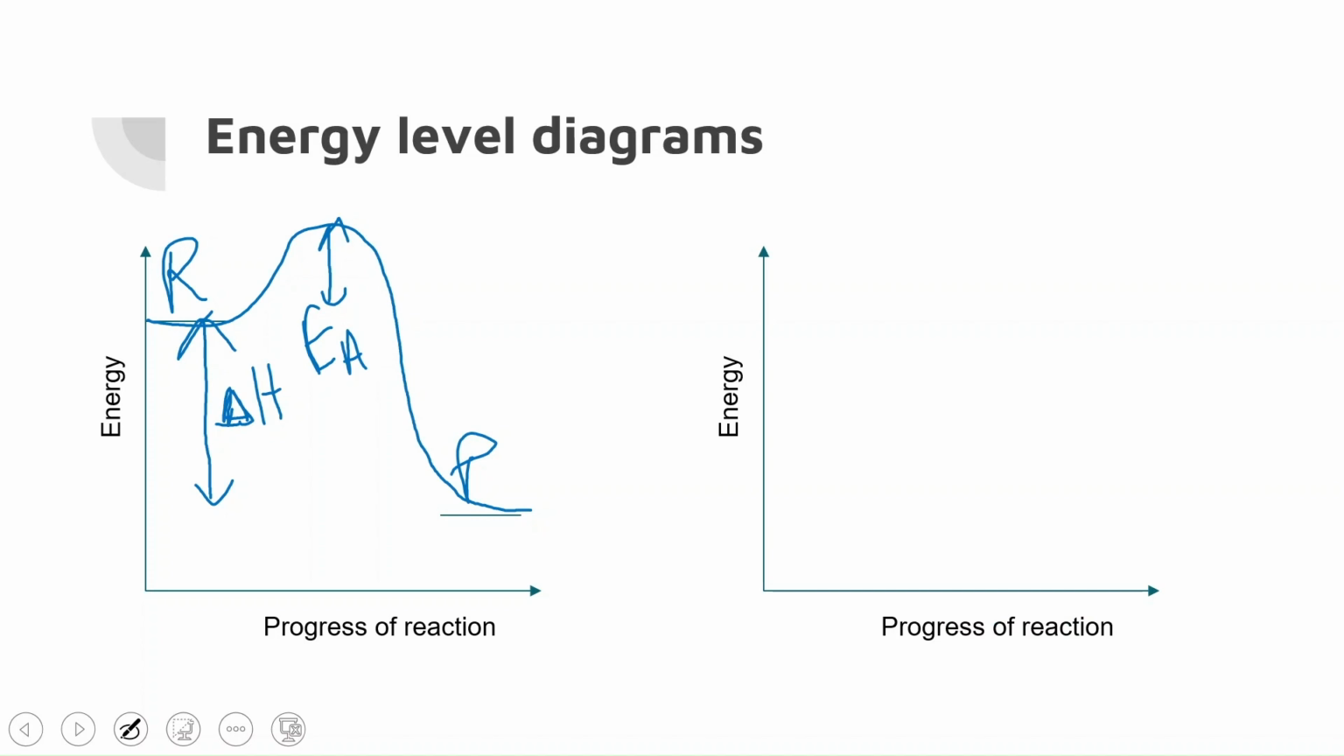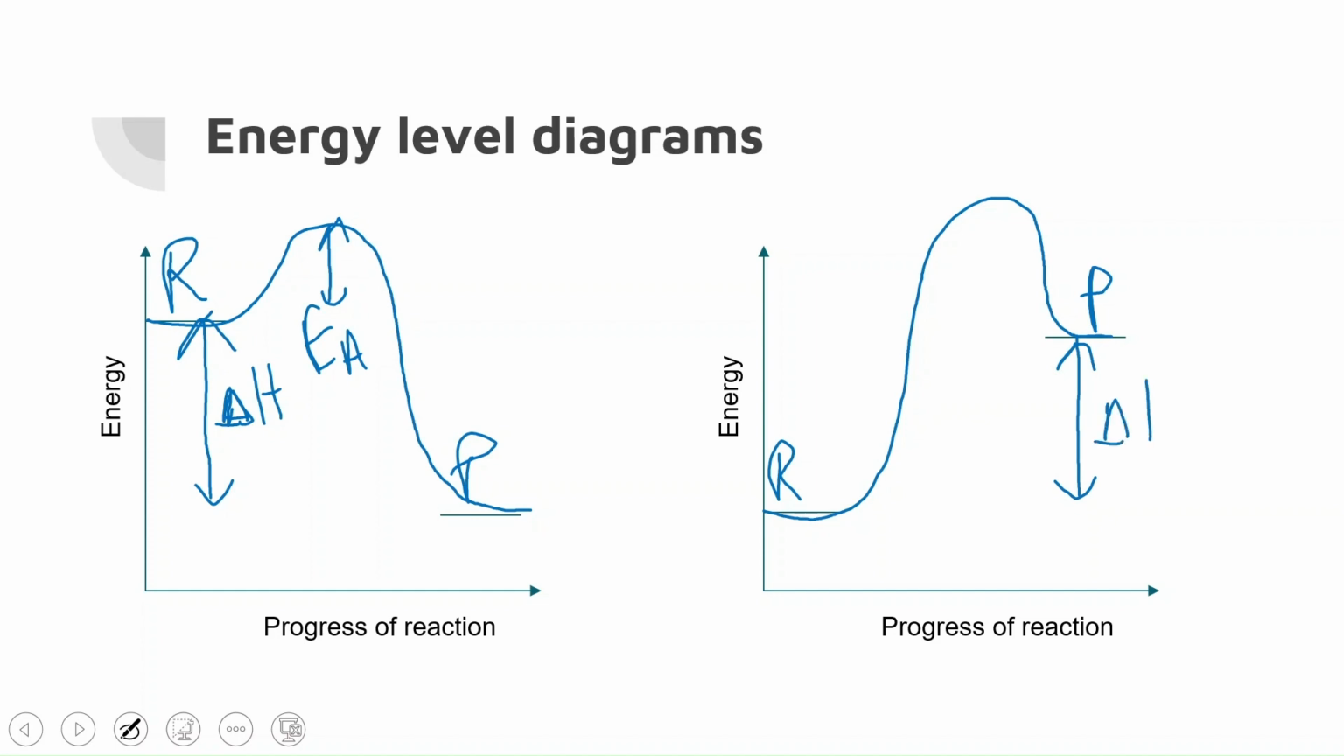The second one is the endothermic diagram, which has the same axis labels, but the products are at a higher energy level than the reactants. The graph will be similar again, but the labeling of delta H and EA will be different. Again, delta H is the energy level difference between P and R, so that's going to be delta H. In this case, activation energy is going to be this whole thing over here.